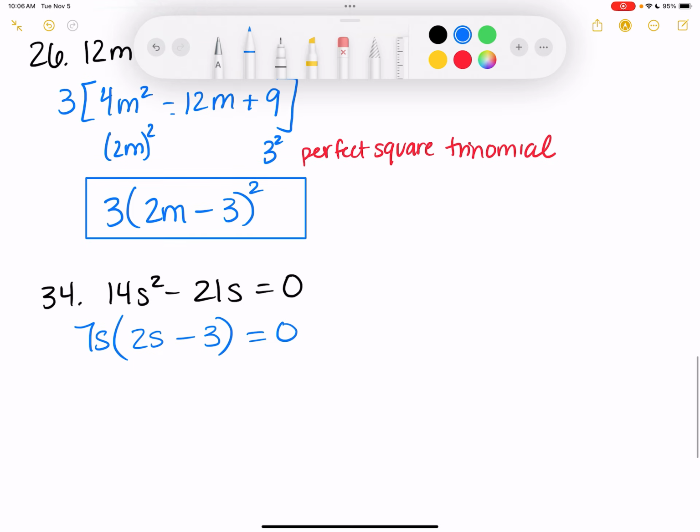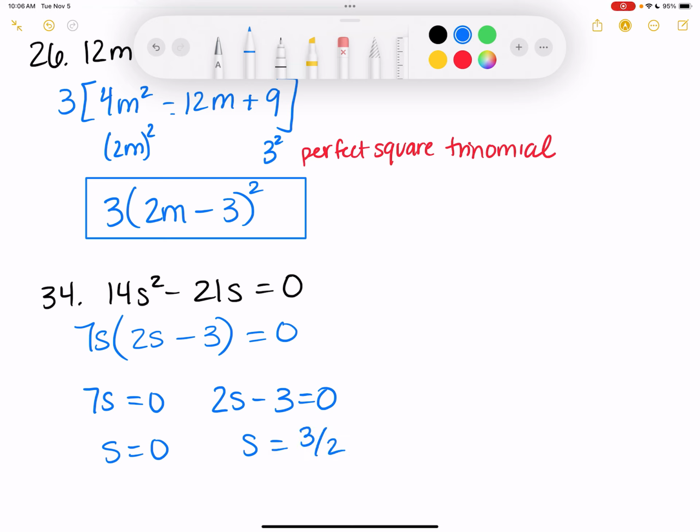So then I take and set it equal to 0. So this is just 7s equals 0, and then 2s minus 3 equals 0. So s equals 0. Over here, what is s going to be? Positive 3 over 2. So we add the 3 divided by 2. So s is 3 over 2.